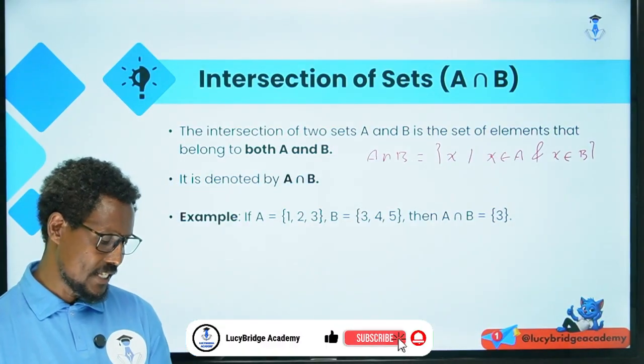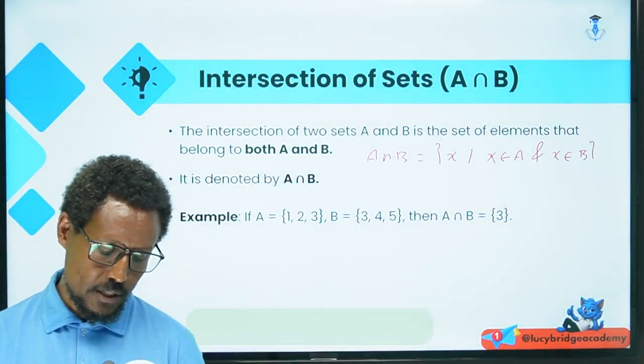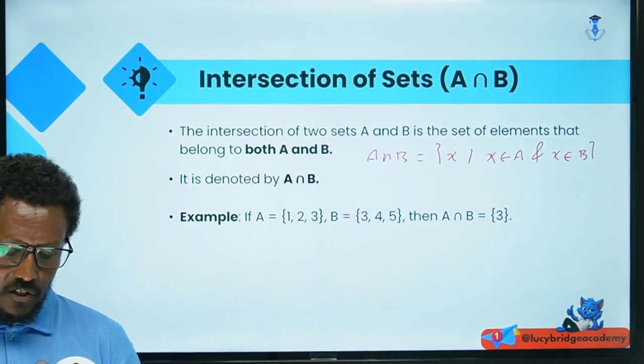Look, we have another example. If A is equal to {1, 2, 3}, B is equal to {3, 4, 5}, then A intersection B is equal to {3}.